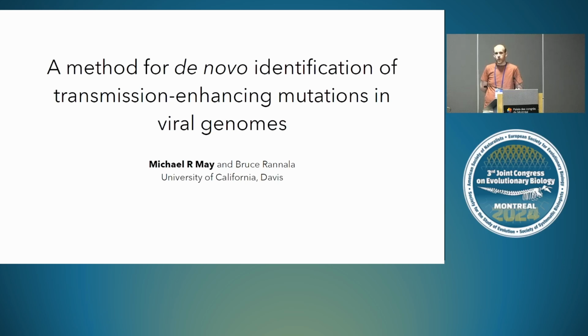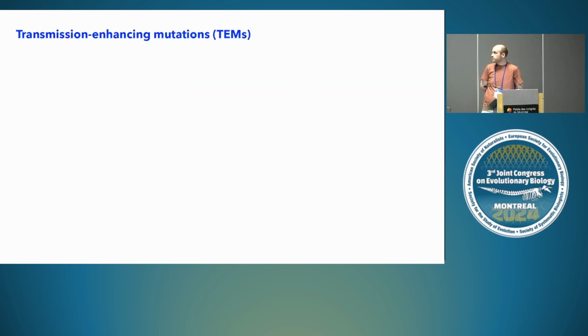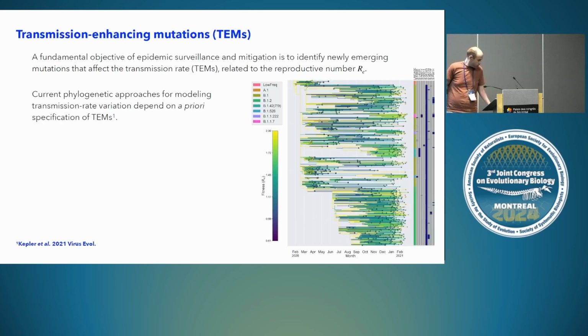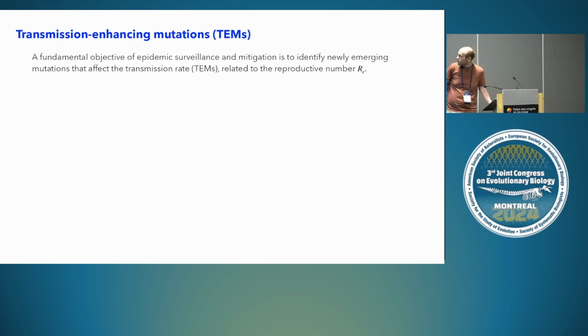I'm currently a postdoc with Bruce and All at UC Davis, studying methods for understanding how mutation events affect transmission rates in viral outbreaks. So I think everybody would agree that a key goal of disease surveillance and mitigation is understanding what mutations affect transmission rates through the host population. I'm going to call these transmission-enhancing mutations, or TEMs for short.